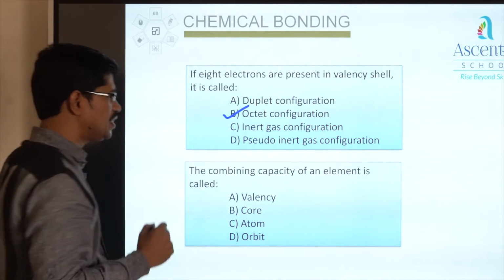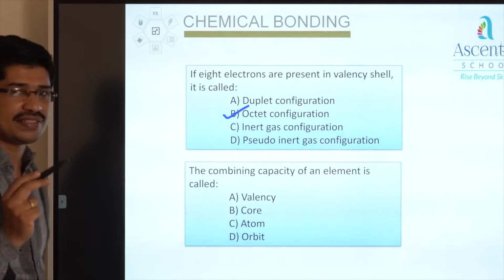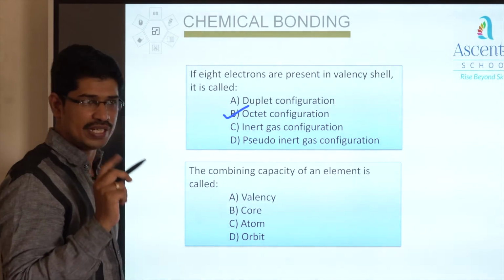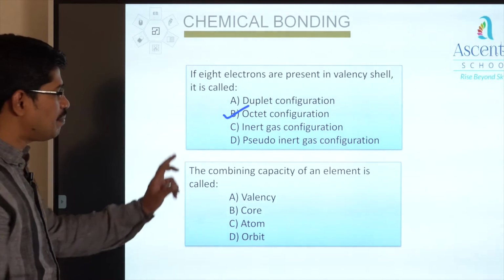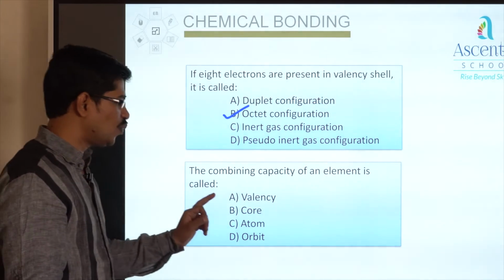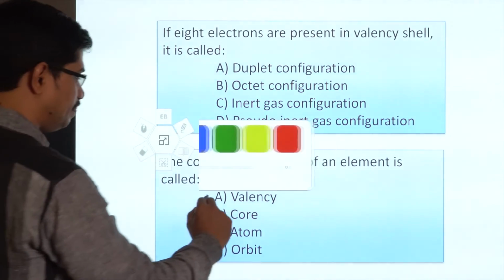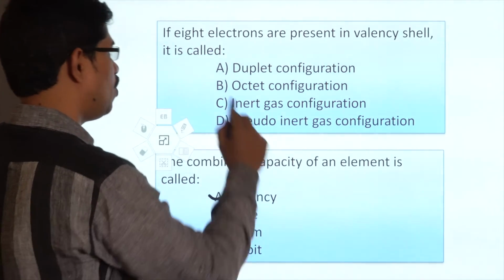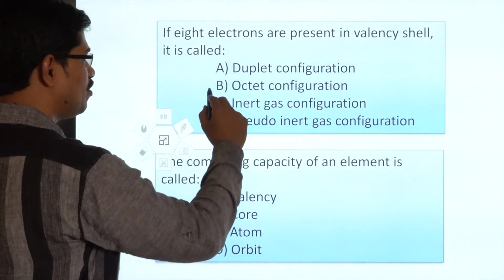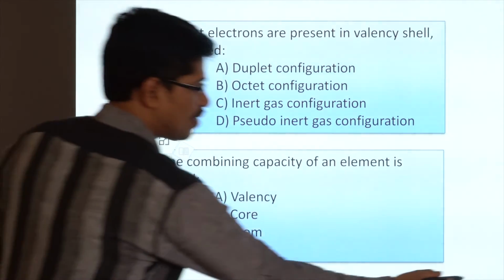Octet is nothing but 8 electrons present in the valency shell, not all together. It should be valency electrons only. The combining capacity of an element is called valency. Valency is nothing but combining capacity. So how many outermost electrons the element has, and accordingly how it combines, is called combining capacity.